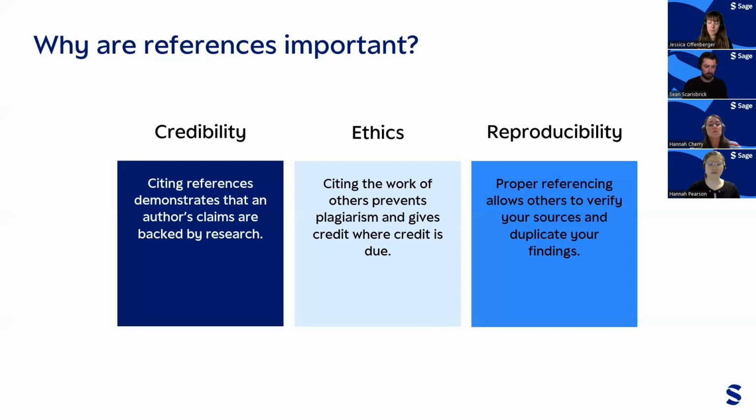Second, references are an important ethical consideration as well. Failing to cite a reference is actually a form of plagiarism, even if it's done by accident. So it's really important to give credit where credit is due. If you use someone else's work to support your own, the ethical thing to do is cite them. And then lastly, proper referencing allows others to verify your sources and duplicate your findings, which is a really important aspect of the ecosystem of scholarly research.